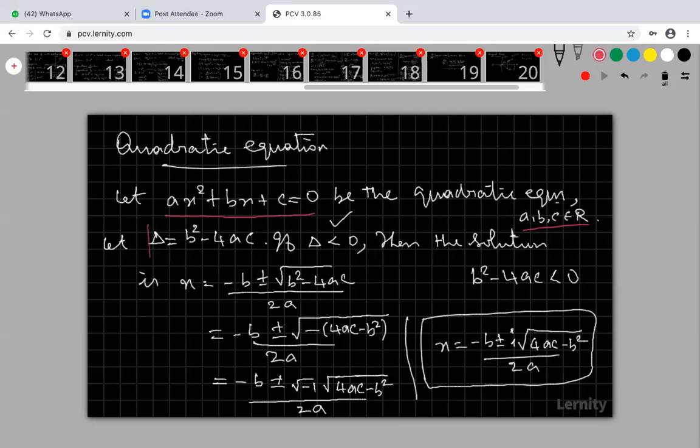I'm going to take it as my discriminant. Discriminant delta is equal to b square minus 4ac. And if my delta is less than 0, that means negative, what is the solution? The solution of the quadratic equation is x is equal to minus b plus or minus root over b square minus 4ac divided by 2a.